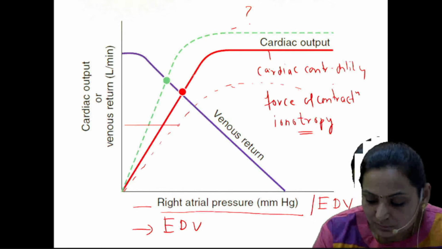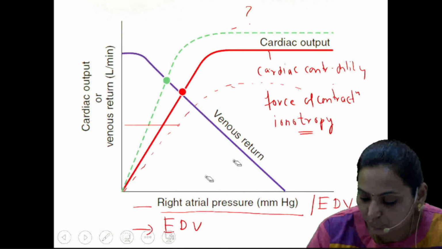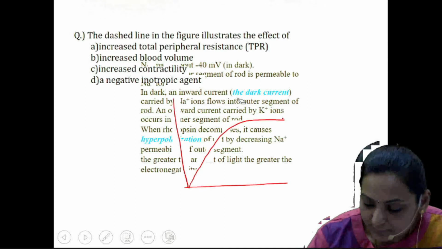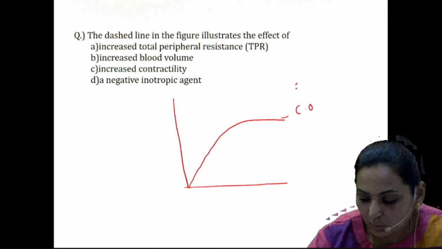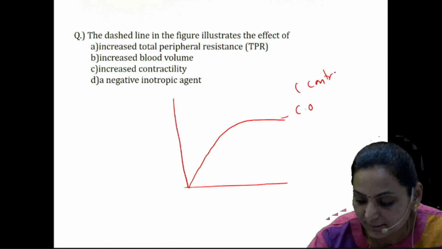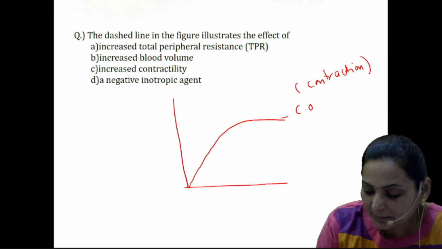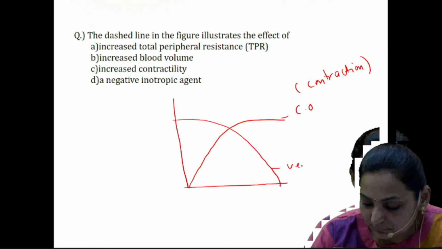Now just don't concentrate on this graph. I'll draw a graph for you. What we'll do is keep this graph constant. This graph, I have told you, is indicative of cardiac contraction, and this is indicative of my venous return.